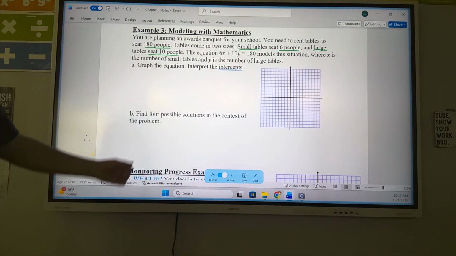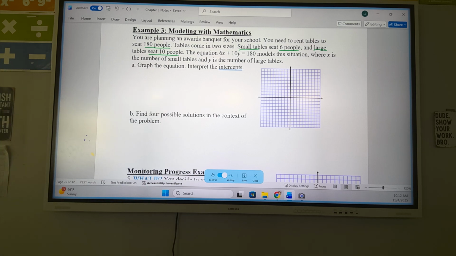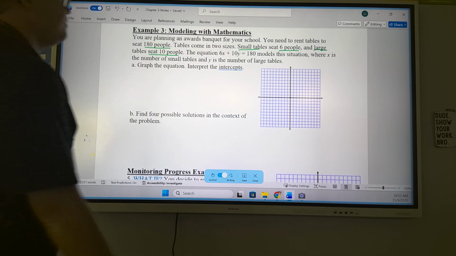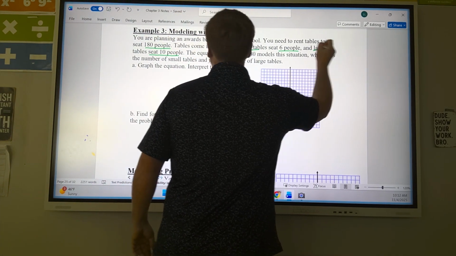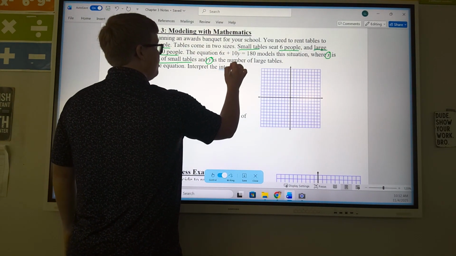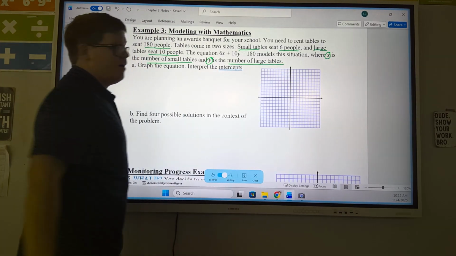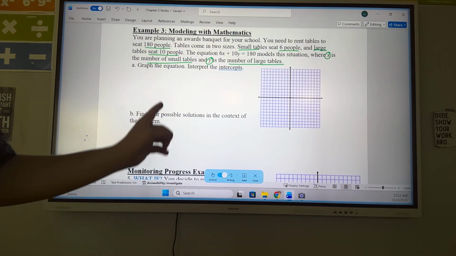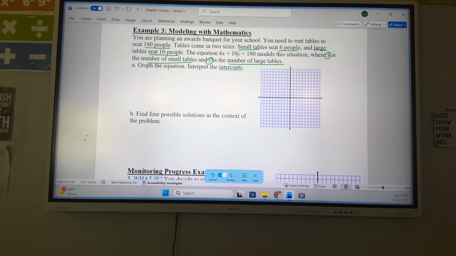Okay, the equation, which is already written for us, 6x plus 10y equals 180, models the situation where x is the number of small tables and y is the number of large tables. Now, if you do not have the equation, sometimes it might ask you, hey, write this equation, knowing what x is and what y is. You should be able to write it based on the information you have.